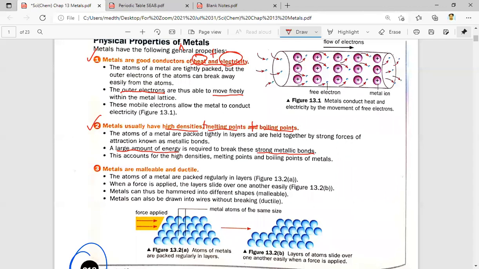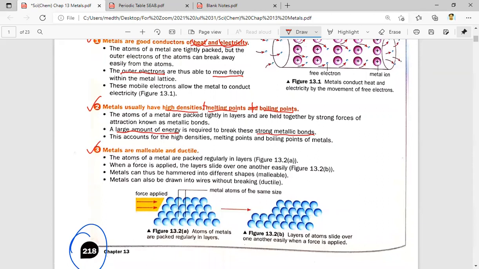I say again, why do they have high density, high melting and boiling points? It's really because the metallic bonds are very strong. So the particles are very strongly attracted to one another. As such, we need a large amount of energy, and that's why they have high density, high melting point and high boiling point. So this is the second physical property of metals that you need to know.